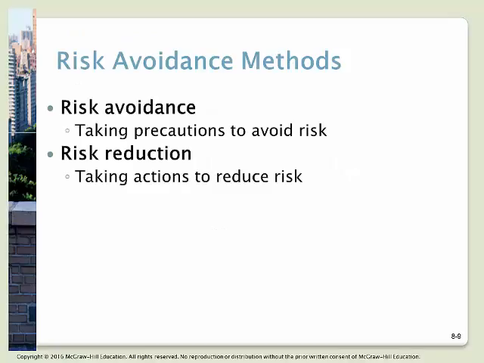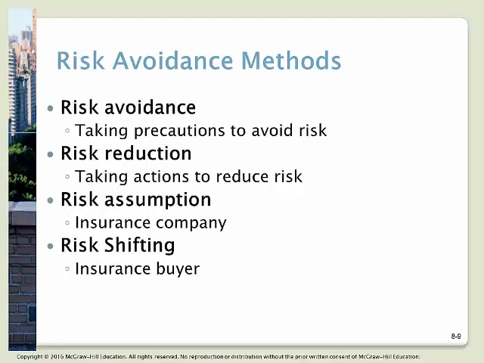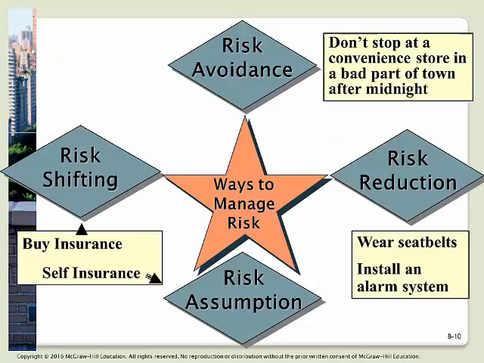So how to avoid risk? Well, just avoid it. Don't go to dangerous neighborhoods at night alone. Reduce it. Put a tall locked fence around your pool. Or risk assumption and shifting. This is where insurance comes in. By buying an insurance policy, you've shifted the risk to the insurance company. This chart just reinforces the 4 risk avoidance techniques we covered on the previous slide. Avoid it, reduce it, assume it, or shift it.